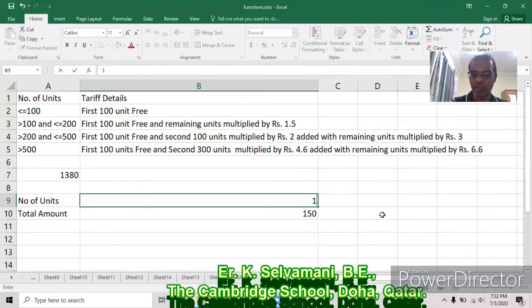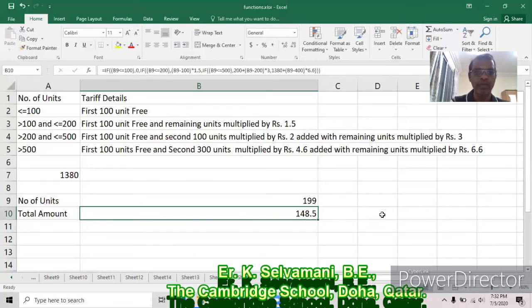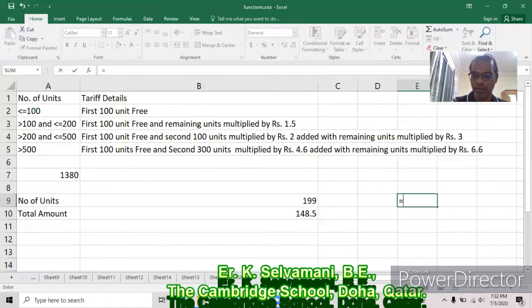What will happen if it is 199? We check: the first 100 units will be free. The remaining is 99 units. 99 multiplied by 1.5, we can calculate separately here. Equal to 99 multiplied by 1.5. See here, 148.50 paise. So it is working for that, no problem.